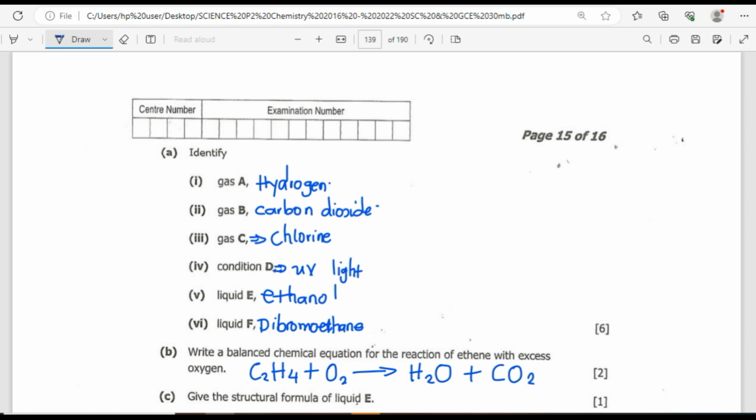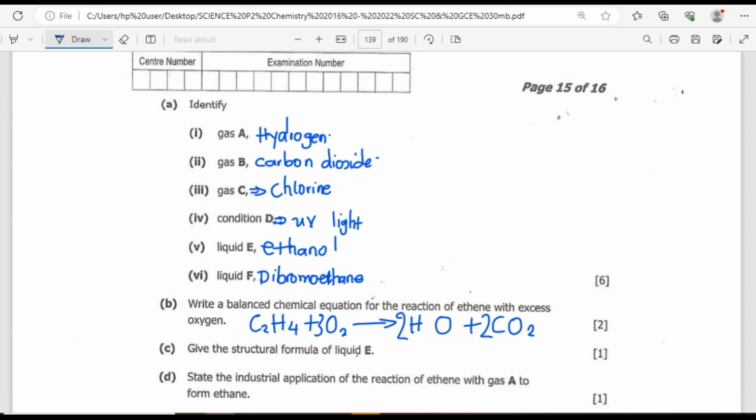Then where are we supposed to put the numbers? So we put 2 here, so that 2 times 2 we have 4. Then we can also put 2 here, 2 carbon. Now 2 times 1 here, so there are 2 atoms of oxygen in water and 4 atoms of oxygen in carbon dioxide. So in total we have 6 atoms of oxygen on the right side. So we just need a 3 here, so that 3 times 2 we get our 6.